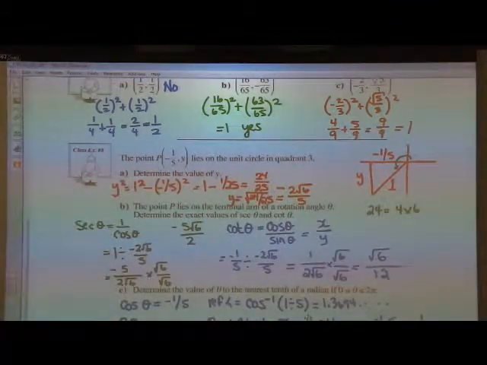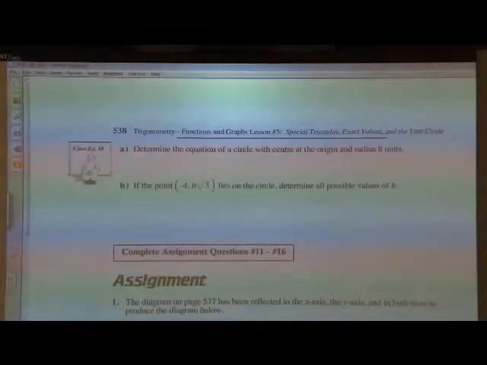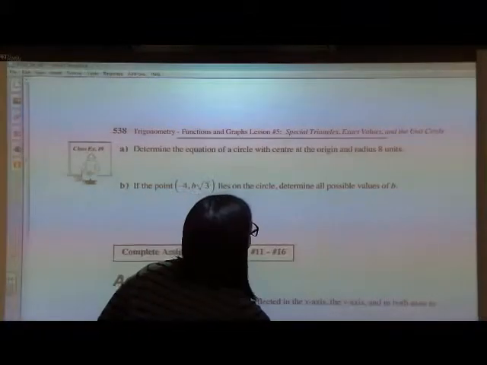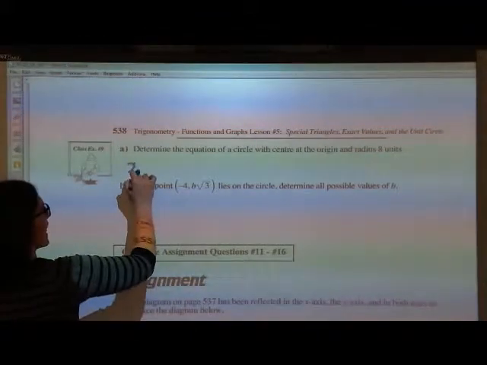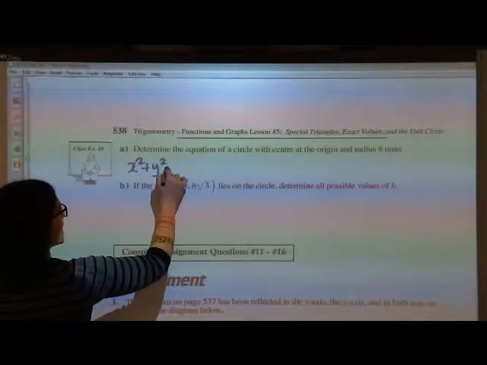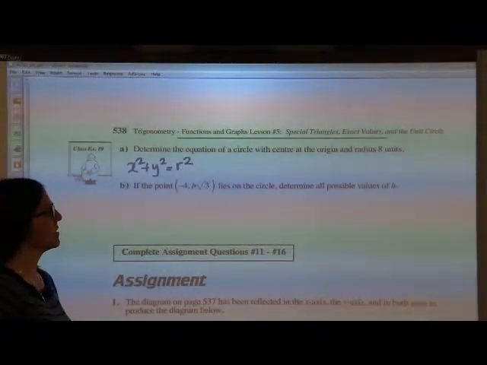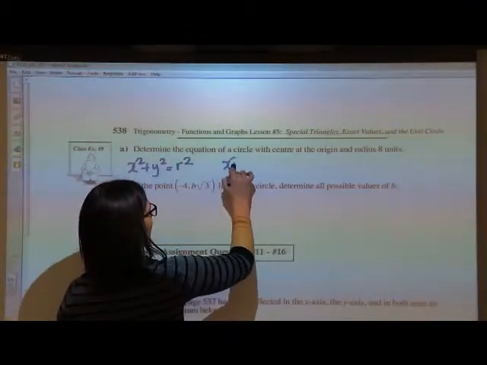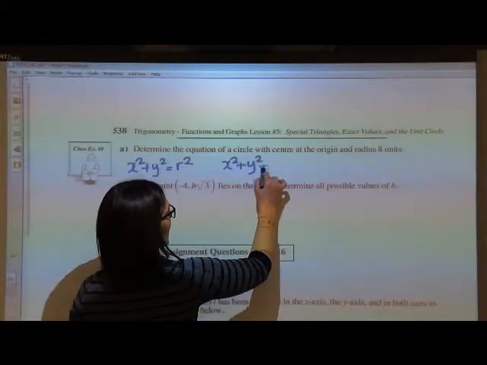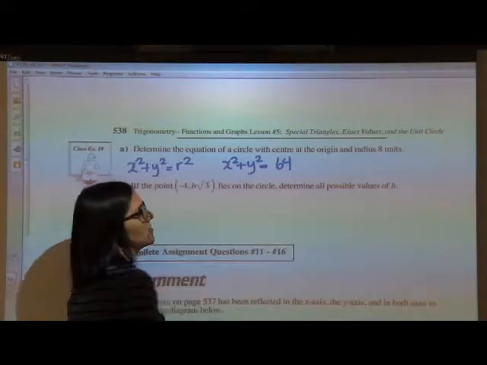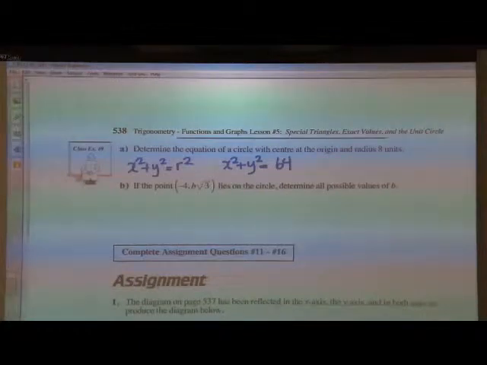Okay, one more question left. Determine the equation of a circle with a center at the origin and the radius of 8 units. So I get x squared plus y squared equals r squared. I'm at the origin, that doesn't affect the x and the y. The radius is 8, so this would now equal 64.